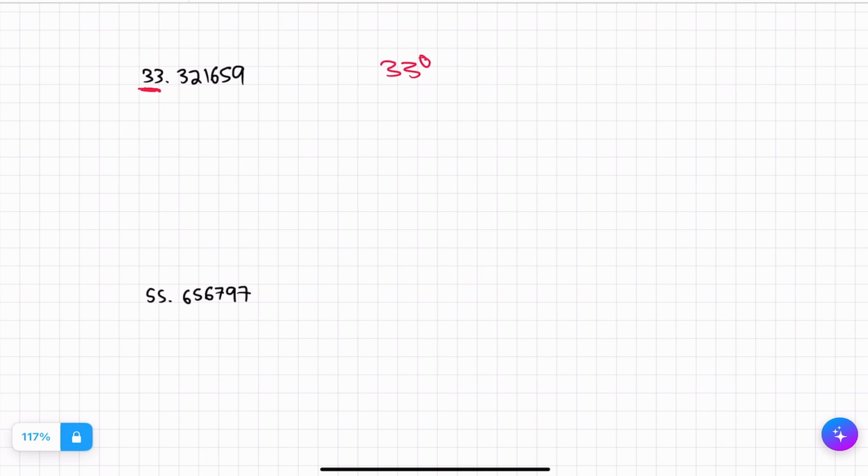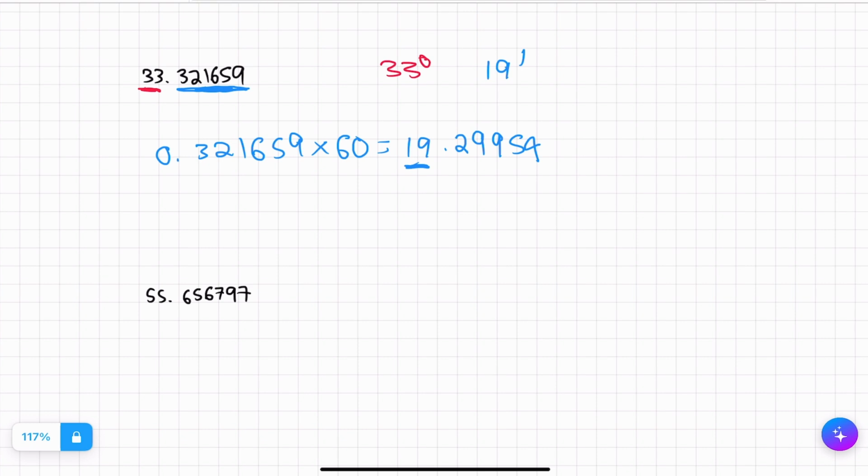Now we need to take this number after the decimal and multiply it by 60 to find our minutes. 0.321659 times 60. And when we plug that into our calculator, we'll get 19.29954. Our minutes are anything before the decimal. We have 19 minutes, and now let's find our seconds. To do that, we'll take everything behind the decimal of the minutes and multiply that by 60.